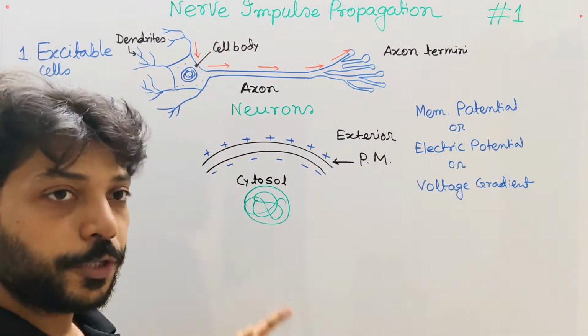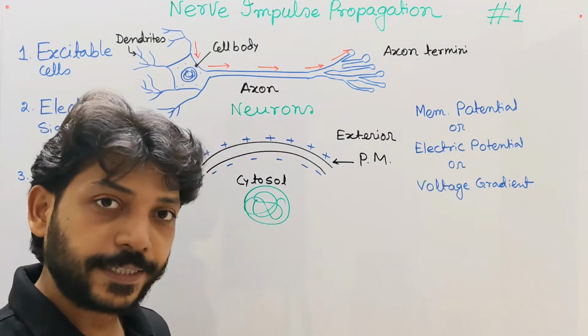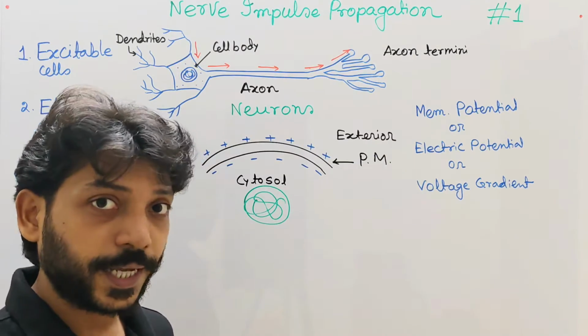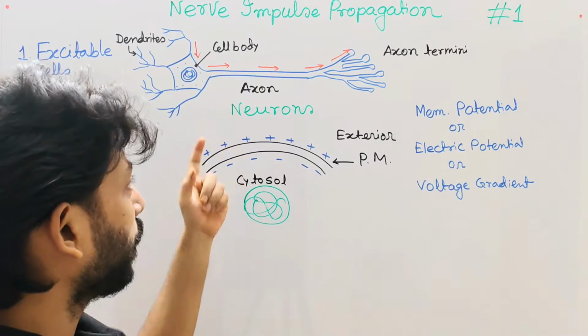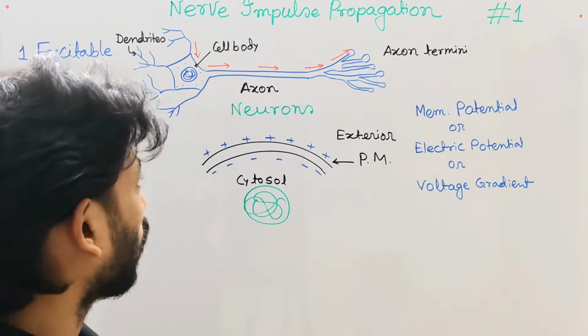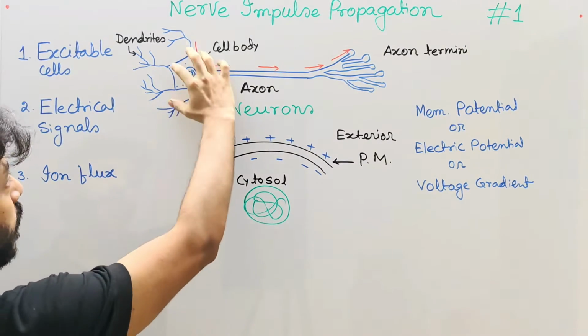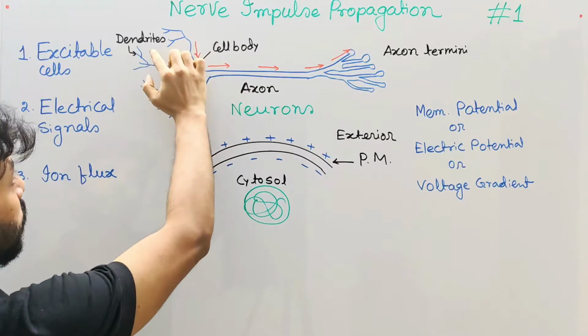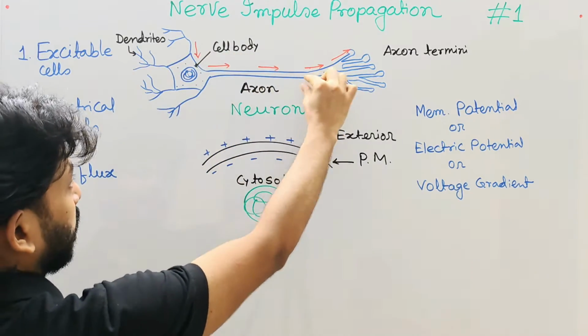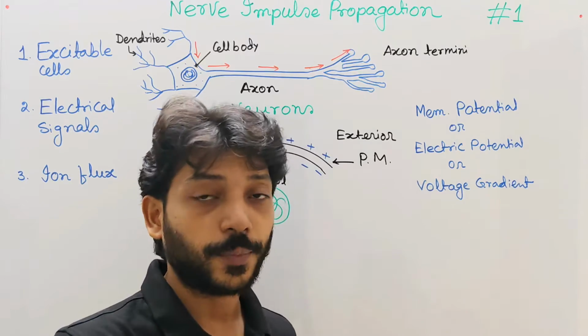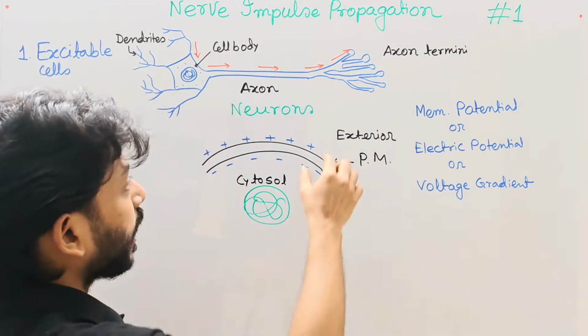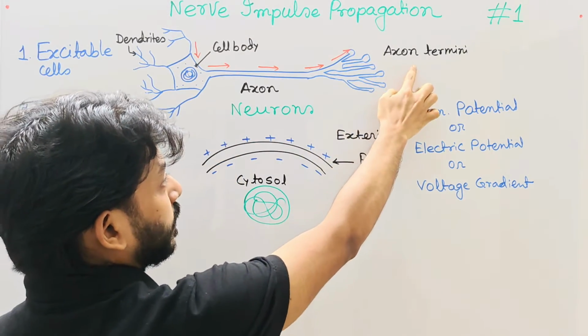Nerve cells or neurons transmit electrical signals that propagate along the length of this structure. This is a typical structure of a neuron. It contains a cell body and projections. These are called dendrites. And this is the axon. The length of the axon can vary from 1 millimeter up to 1 meter. And the end of these neurons is called axon termini.